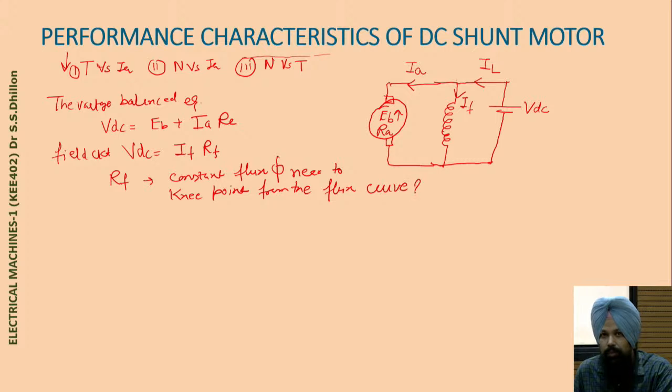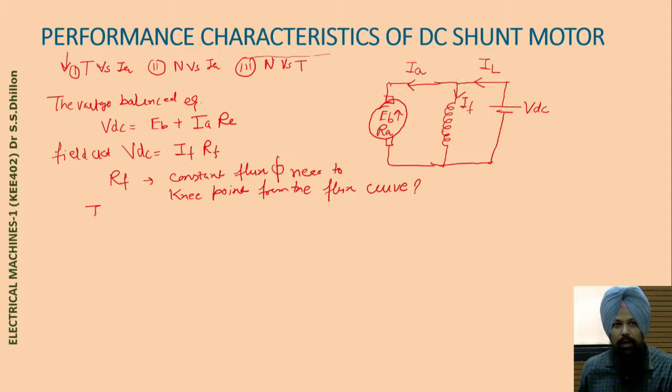This is a very important point. We have to select the RF in such a way as to get the flux which is near the knee point or near the saturation level, so that we have constant flux for this particular DC shunt motor.